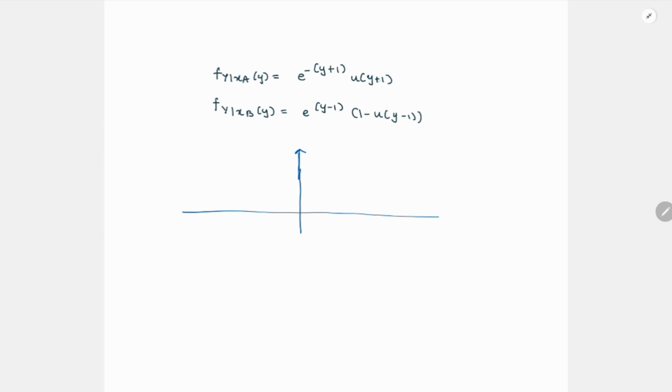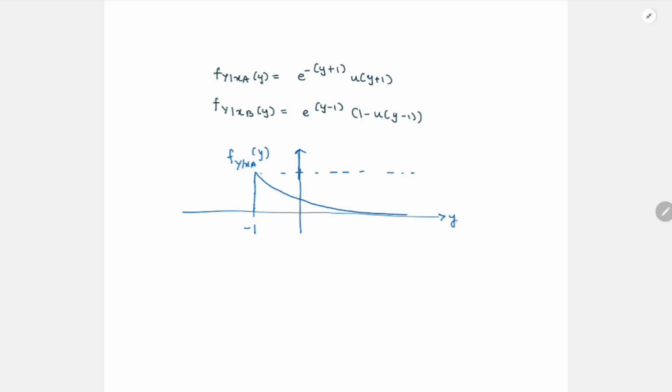So what is u of y plus 1? It is the unit function shifted to the left by 1, so it starts from minus 1. And then we have e power minus of y plus 1. So at minus 1, what is this value? It is going to be e power 0, which is 1. So this is something like this, and then it decays like this. So this is my f of y given xa of y.